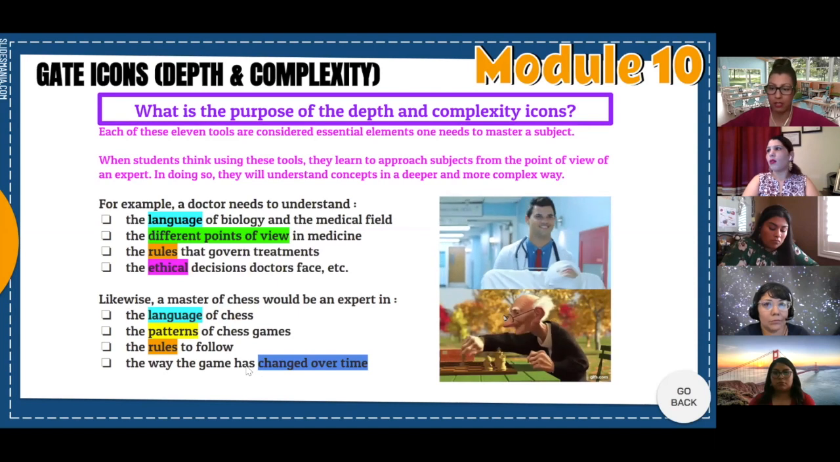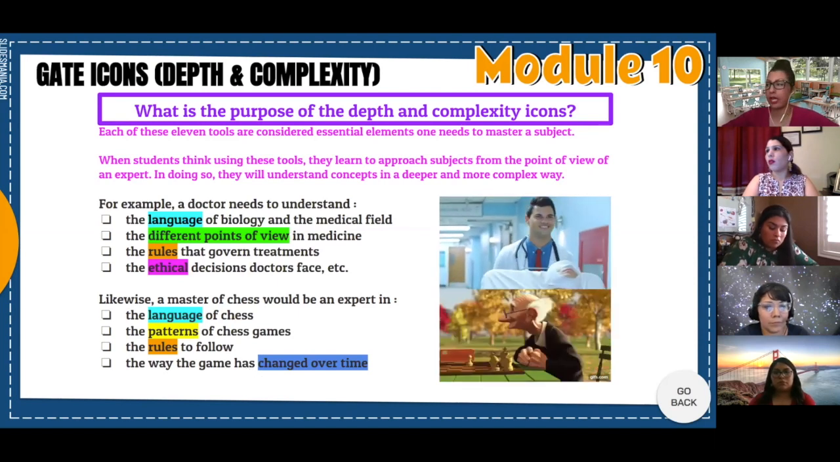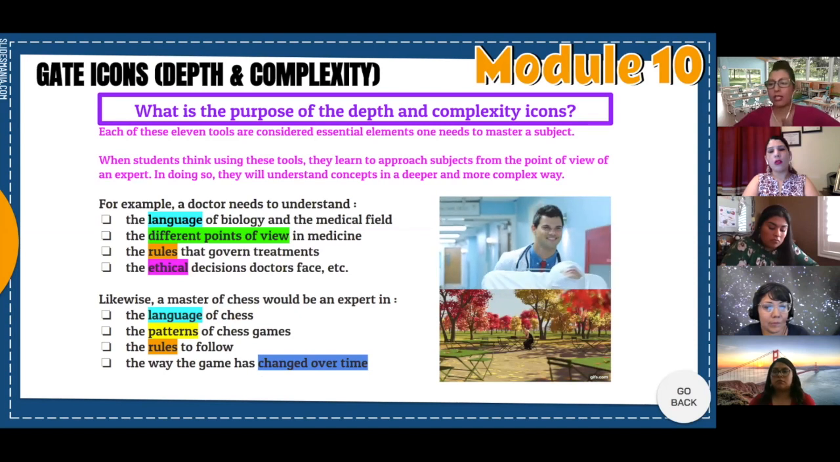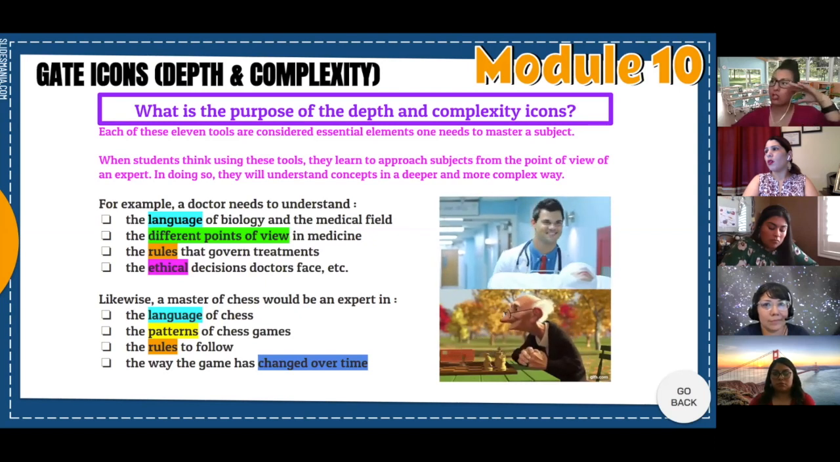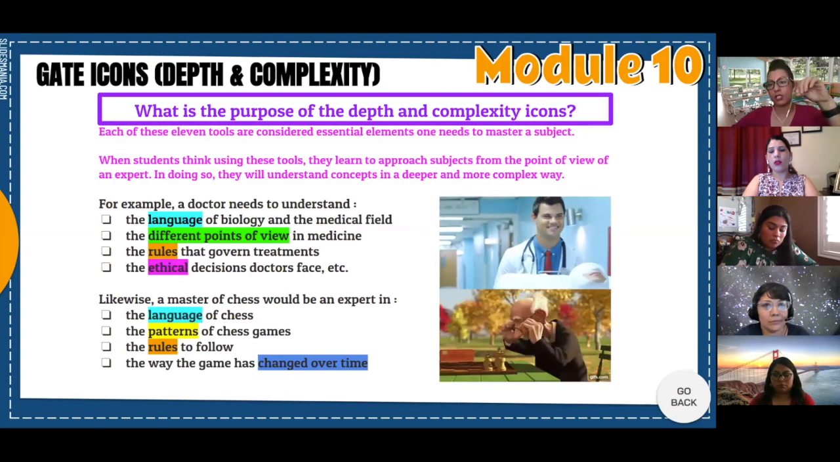How did it start in the beginning? Has it changed now? Are there other games that have developed from the game of chess? Things like that. So all kinds of different, instead of just teaching status quo, just the base of the information, utilizing these icons gets deeper into the topic in all kinds of different directions.